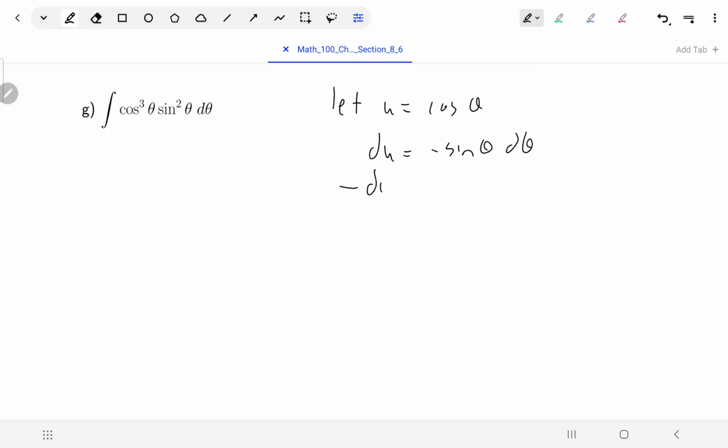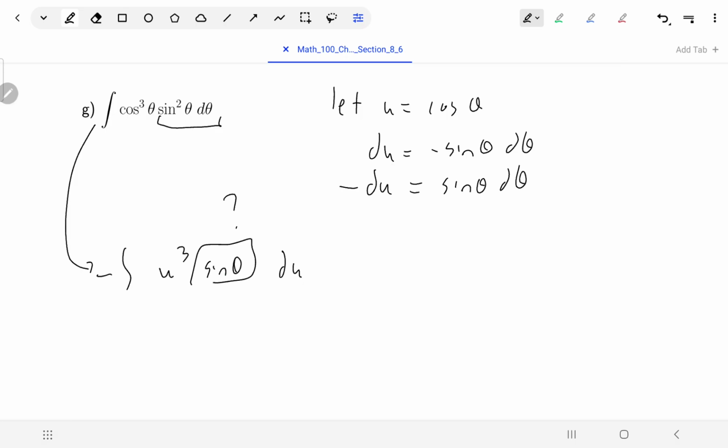And maybe I would do the same thing and say, well, I'll change that to negative du is sine theta d theta. I would be able to now say for my integration that instead of cos cubed, it would be u cubed. I have sine squared theta d theta. Sine theta d theta would be du, but then I'd have another sine theta left behind. And unfortunately, what would I do with that? It's not the same thing as u, and it's certainly not du, because I've already replaced one of the sine thetas with d theta with du.